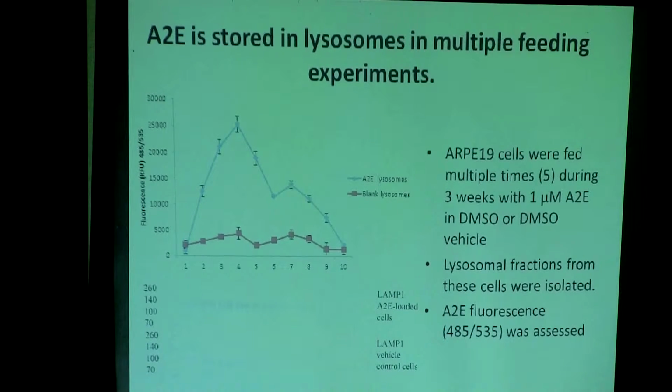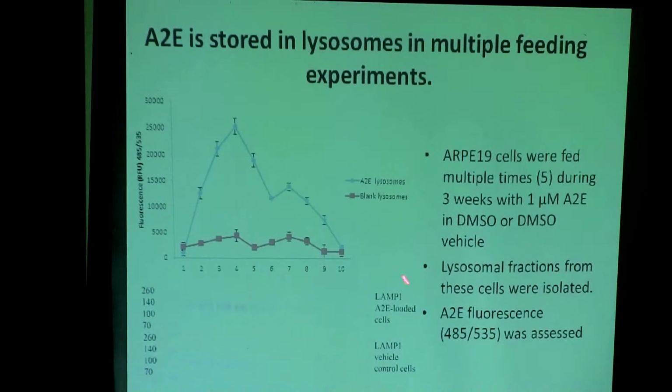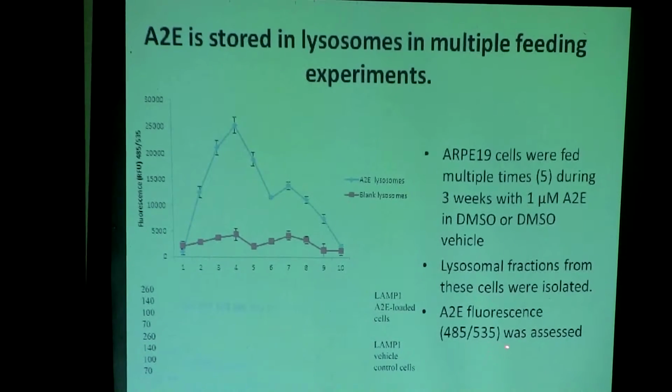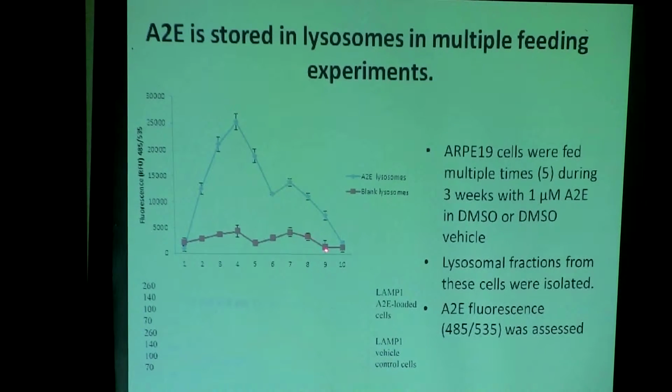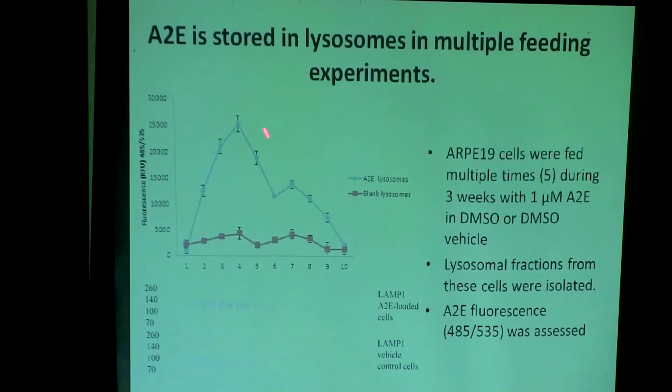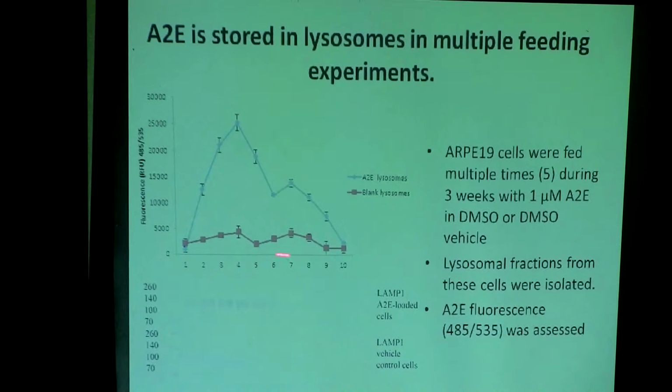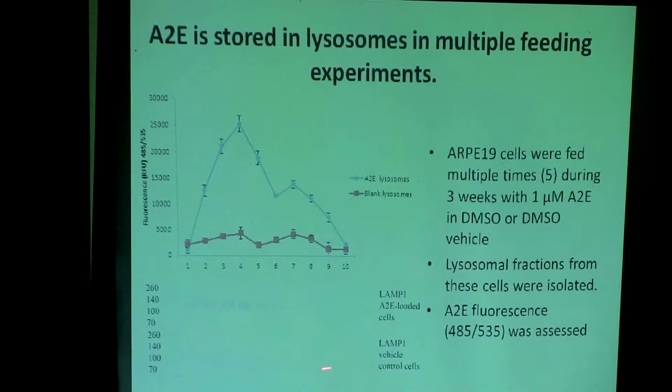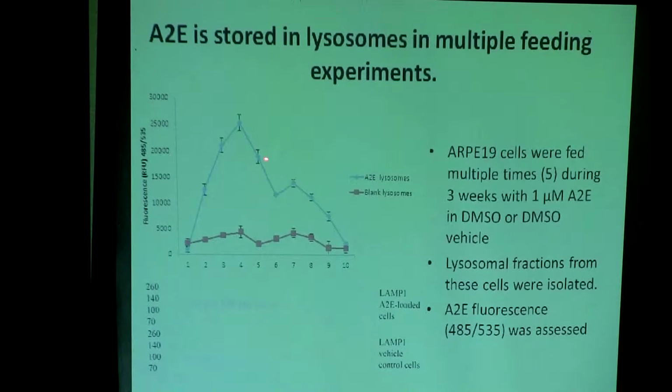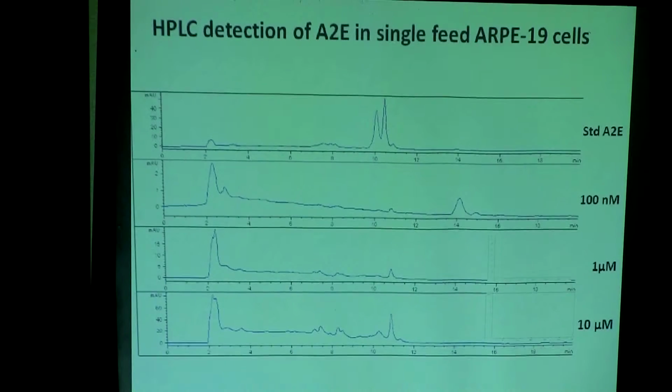Now, in this scheme, we fed ARPE19 cells 5 times during 3 weeks with 1 micromolar A2E. We isolated the lysosome fraction, and we looked for A2E fluorescence. A2E is autofluorescent, so in this condition you can just see it in the lysosomal fraction. So you see the LAMP1 marker in the lysosomal fraction for blank and A2E-treated, and you can see A2E in the lysosomal fraction. So yes, it accumulates in lysosomes.